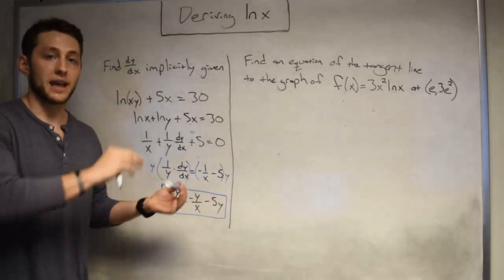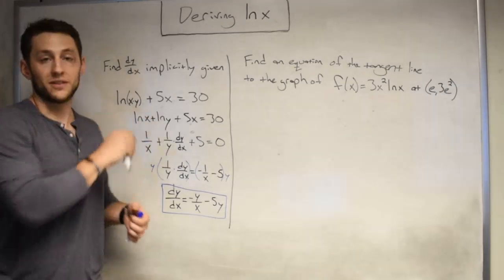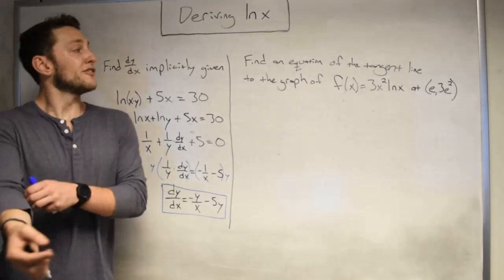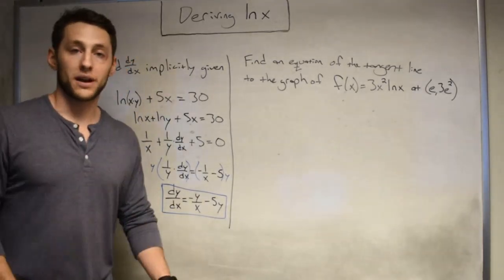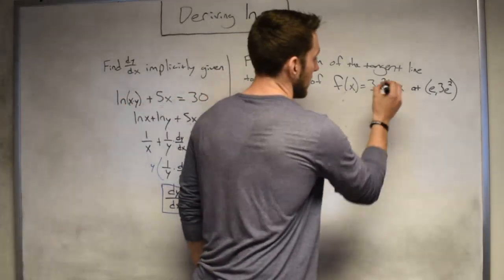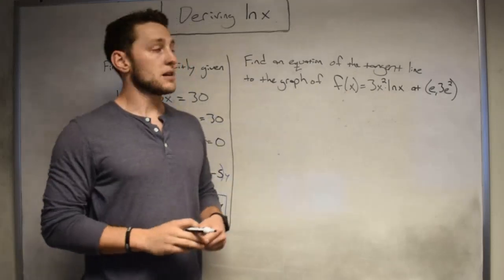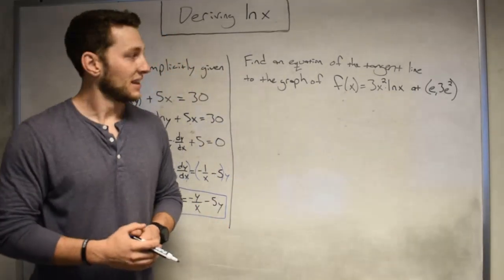Process stays the same from what we've learned with implicit. However, now we just have more derivatives that we can actually ask you. Continuing on, find an equation for the tangent line to the graph of f of x equals 3x squared times the natural log of x. I'm very intentional about saying times, at the point e comma 3e squared. Always a good day when we can get e involved.